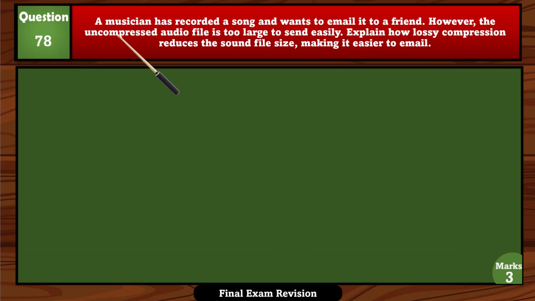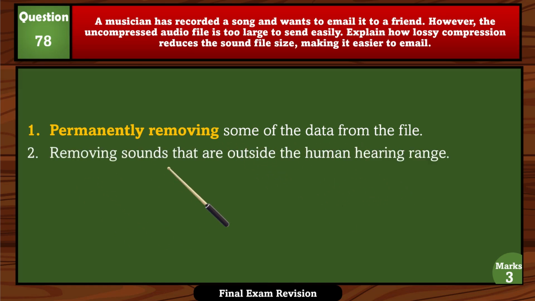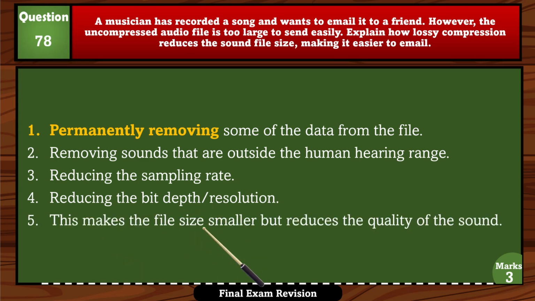Question 78. A musician has recorded a song and wants to email it to a friend. However, the uncompressed audio file is too large to send easily. Explain how lossy compression reduces the song file size, making it easier to email. So lossy compression permanently removes some of the data from the file, removes sound that is outside the human hearing range, and reduces the sampling rate by reducing the bit depth and resolution. And this makes the file size smaller, but reduces the quality of the sound.